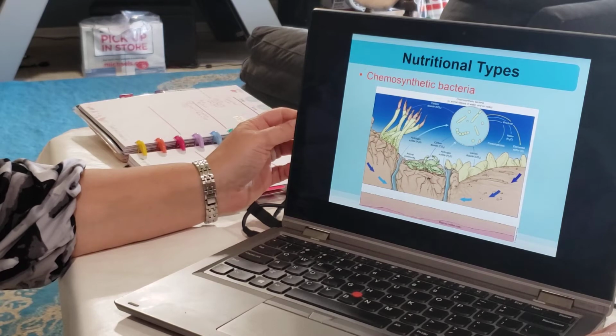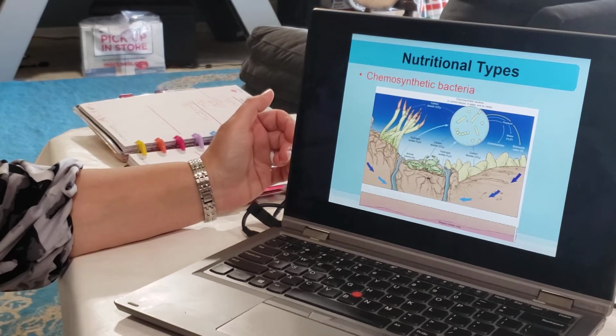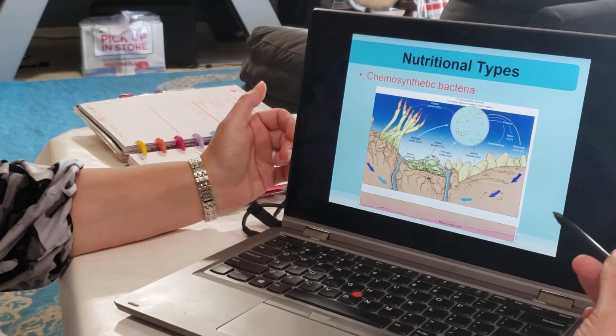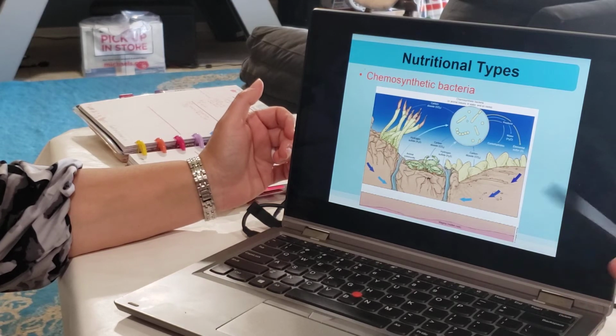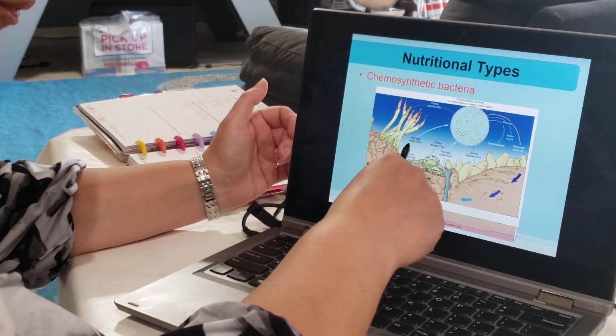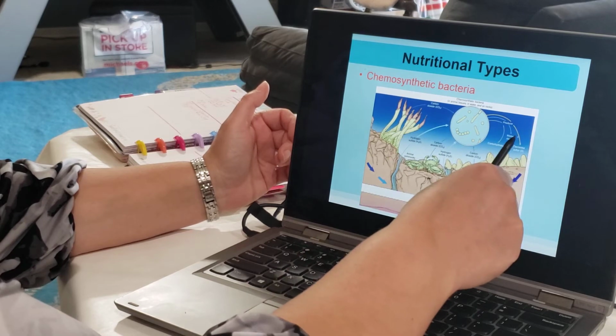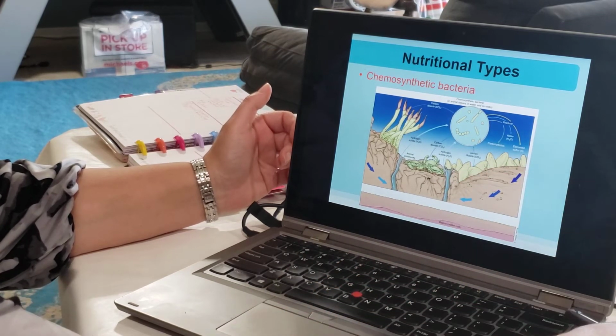Chemosynthetic bacteria. These guys are really cool. They are still going to produce glucose, but they do so without the presence of sunlight. They actually are going to take the sulfur, hydrogen sulfide right here, and they're going to be able to take that process and turn it into glucose on their own. It's really, really neat.